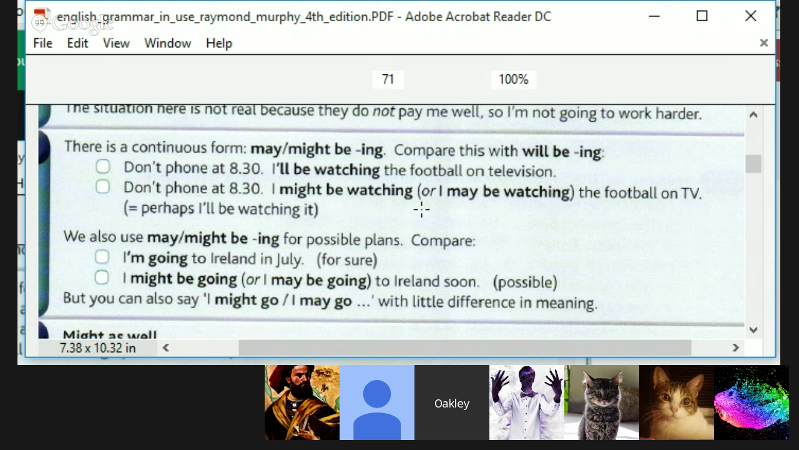Just a question. In the second sentence, don't phone at 8:30. If I use, for example, instead of I might be watching or I may be watching, something like maybe I'll be watching the football on TV, is it the same? Yeah. Perhaps I'll be watching the football on TV. It's pretty much the same. Really not any different. But I think it would be more likely to use the modal form here, as it is in the material.